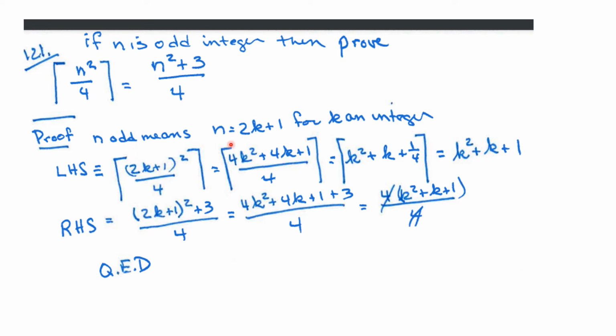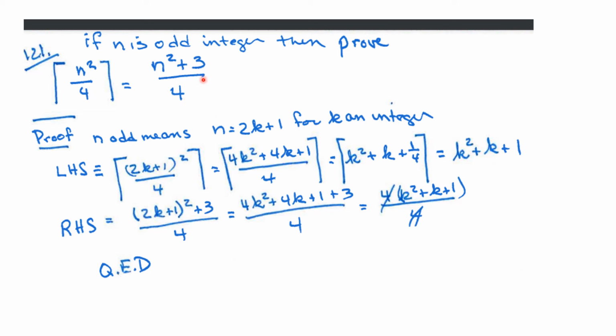n being odd means n looks like 2k plus 1 for k an integer. So I'm just going to take the left-hand side. I plug in 2k plus 1, square it, I get this, and divide by 4. Now when I divide by 4, the 4 cancels here and here, so I get k squared. But when I divide 4 into the 1, I get 1/4. But this is the ceiling function, which means you round up, and so this is going to be k squared plus k plus 1.